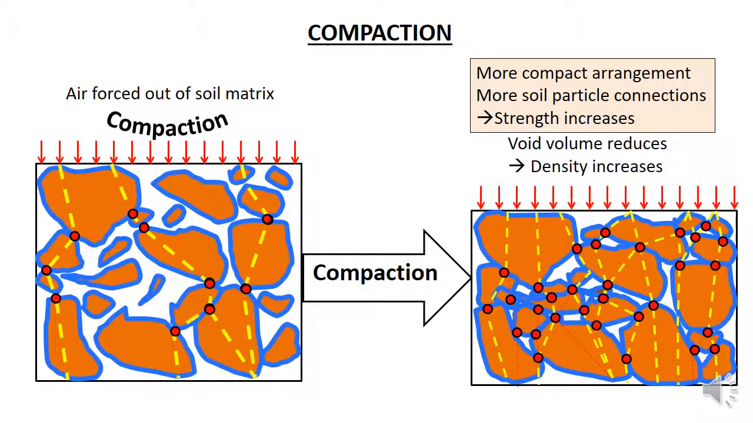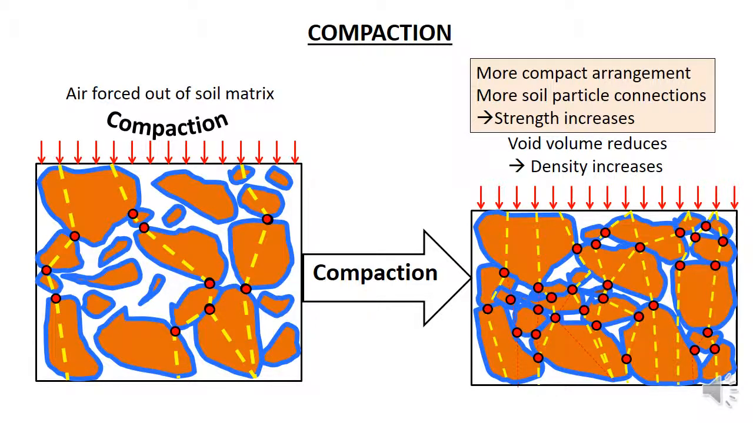In a compacted soil, there are more connections, as shown in the red dots on this picture, between the soil particles, so providing better support of the load and a higher strength, which lessens the settlement of the soil under load. The expulsion of some of the air results in a reduction in the volume of the voids between the soil particles. This causes the volume of the soil mass to reduce, resulting in an increase in the soil density.